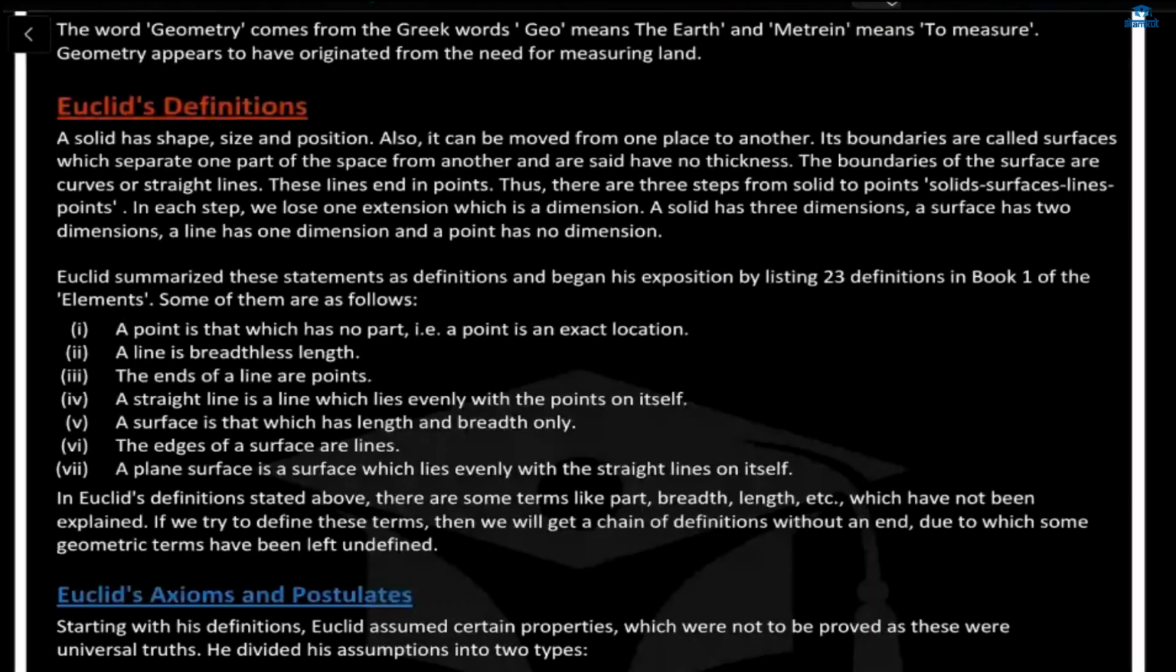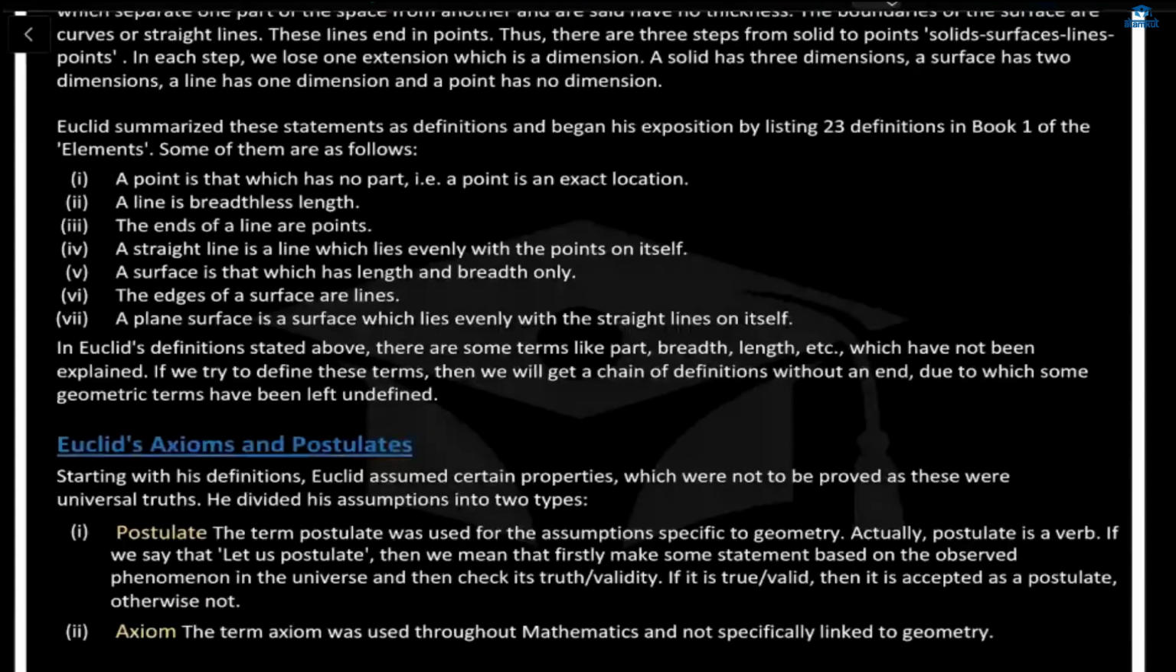Now these are the definitions stated above. There are some parts like breadth, length, etc.